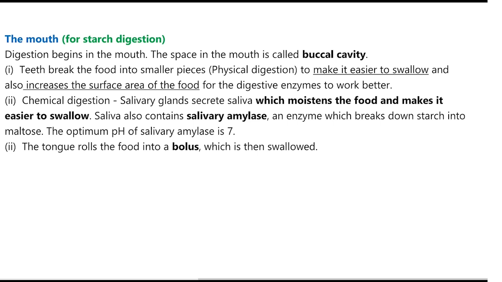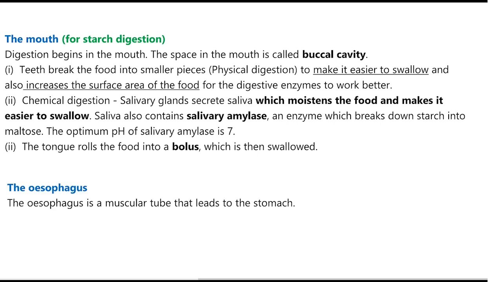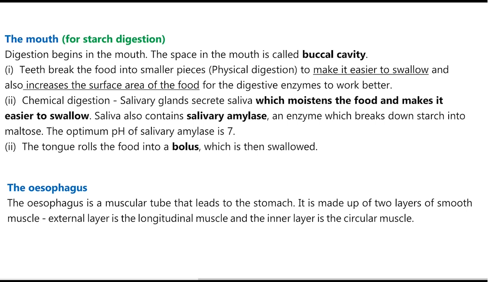We are now in the esophagus. The esophagus is a muscular tube that leads to the stomach. It is made up of layers of smooth muscles, two layers: the external layer called the longitudinal muscle and the inner layer called the circular muscle. These muscles help propel the food down the esophagus through a process called peristalsis.